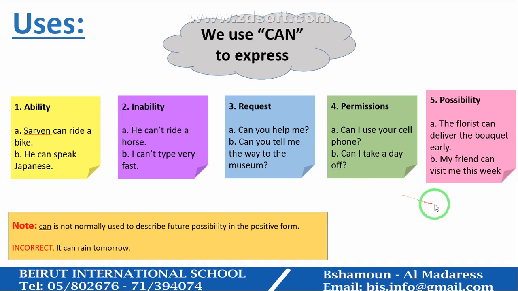The fifth use of can is to show possibility. The florist can deliver the bouquet early, or my friend can visit me this week. It's showing possibility, that it's possible that he will do that, or it's possible that he won't do that. Can is not normally used to describe future possibility in the positive form. It can rain tomorrow. That's not really logic. We're not going to use can to show something that's going to happen in the future. We can't predict the future.